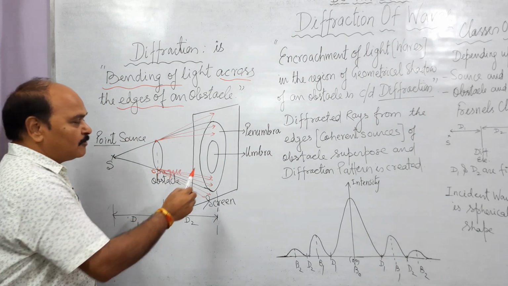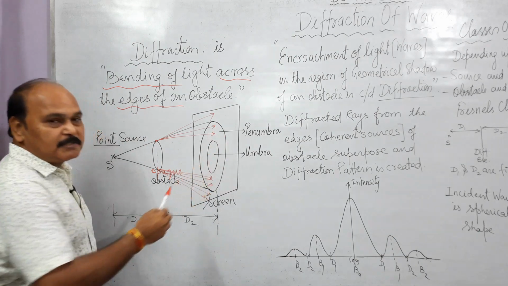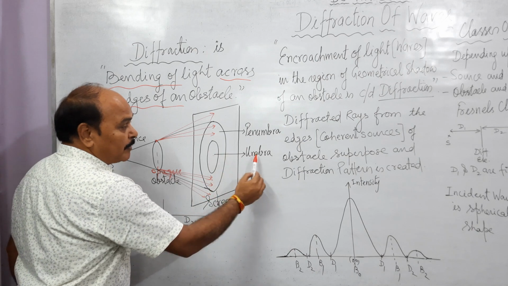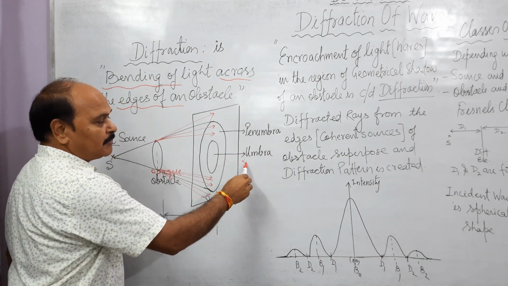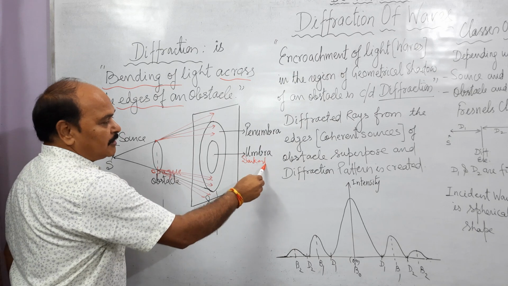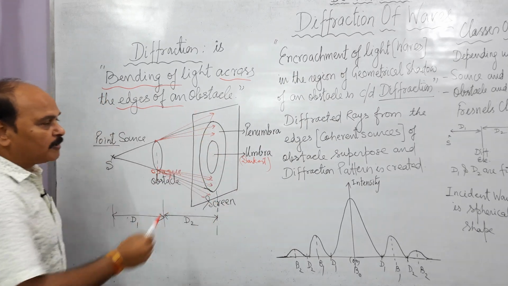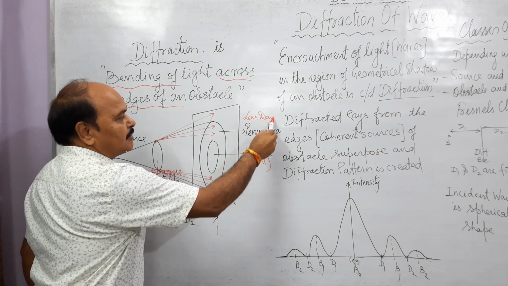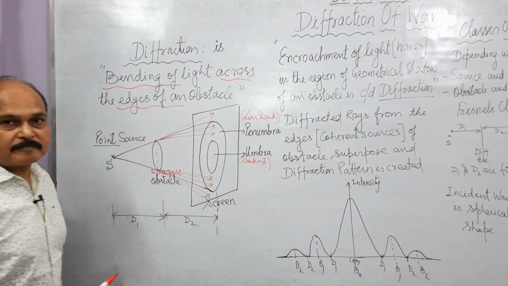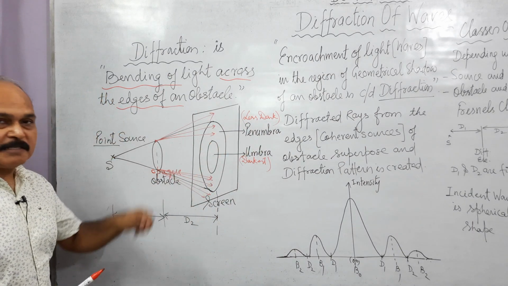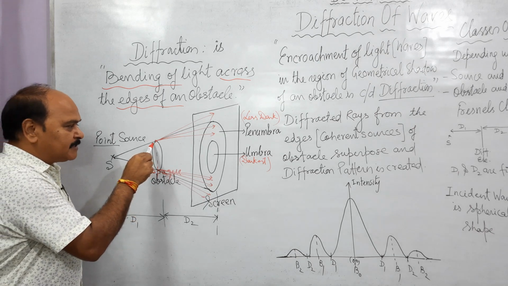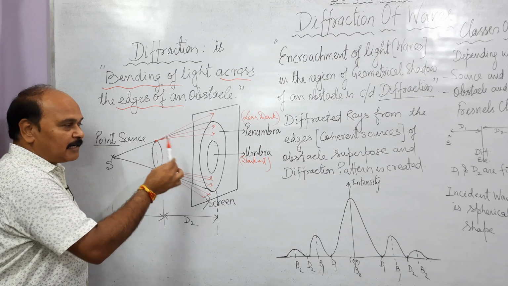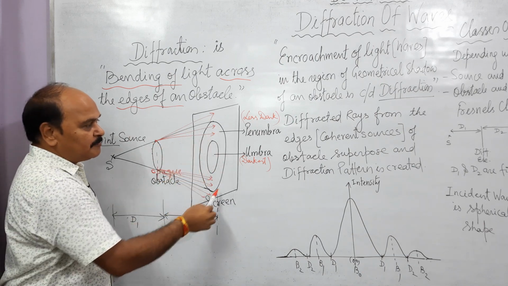So what do we see in the shadow? In the shadow we see there are two portions of the image. One portion, the centermost portion, is the umbra, which is the darkest part of the image. And surrounding this umbra is what? Less dark. This region is less dark. Why is it less dark? Because some light penetrates into this region after bending across the edges. This bending takes place across each and every point of the edge of an obstacle. And the light which moves into the geometrical shadow creates this penumbra.